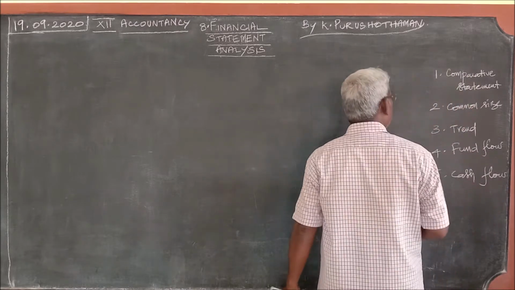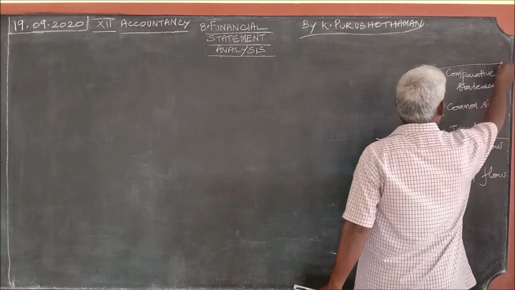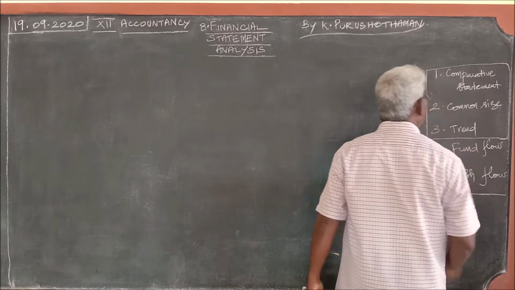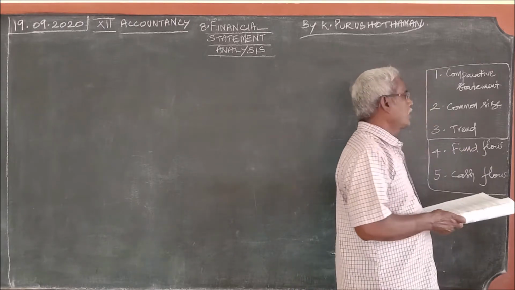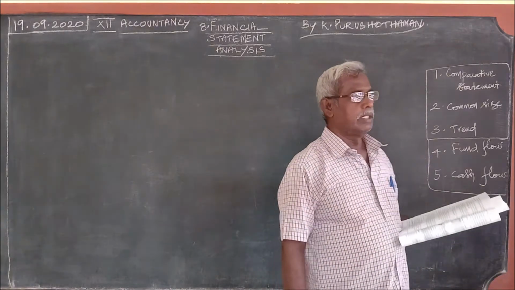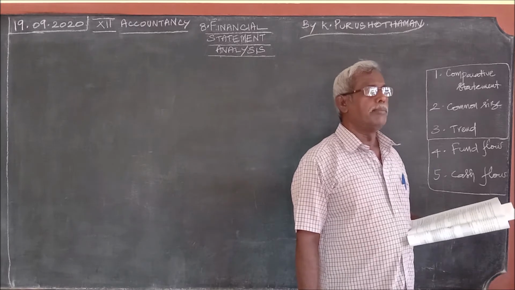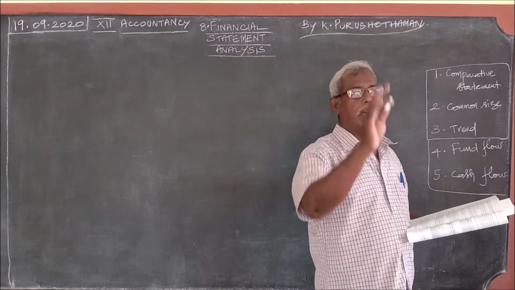Out of these 5, the first 3 model problems are given in the book. For these 2, no such problems are given. But anyhow, you should know what is a comparative statement. When 2 statements are given, they are compared and found out whether there is increase or decrease.